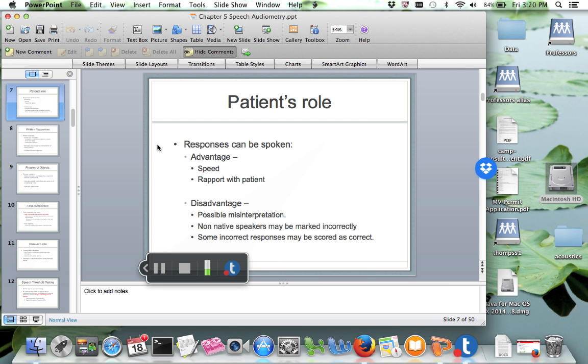Now, a disadvantage of the patient responding through spoken language is that there might be misinterpretations. If the patient is not a native English speaker and you have trouble understanding their accent, you might incorrectly mark them wrong, or some incorrect responses might be scored as correct, where you wouldn't get that if you had the patient writing the response down. Okay?